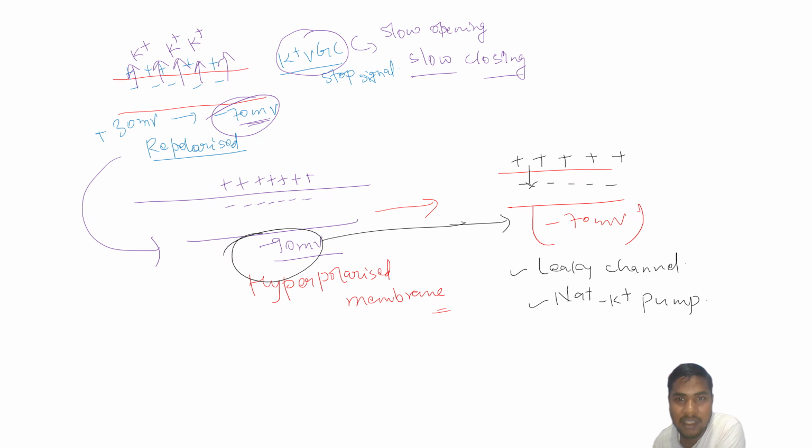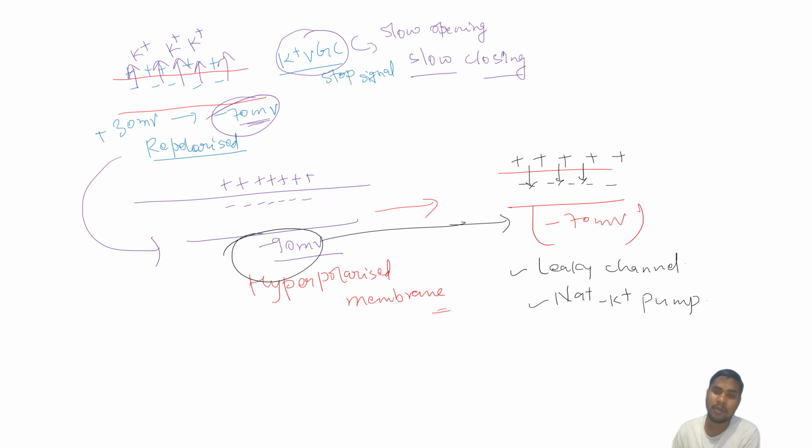So the flow is now from outside to inside when it has to reach from minus 90 millivolt to minus 70 millivolt, or from the hyperpolarized state to the resting membrane potential state. So this is the overall stage, the generation and conduction of nerve impulse, and how the membrane potential is maintained from the resting stage to the depolarized state, and then again hyperpolarized state to the polarized state, that is the resting membrane potential state.